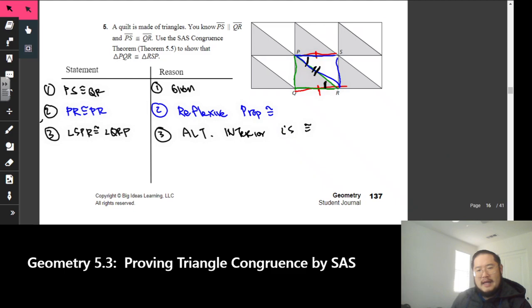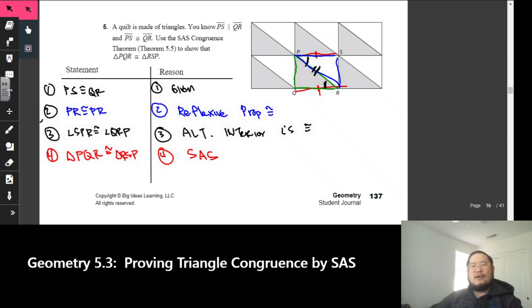So now I've got a side, I've got an angle, and I've got a side. We've got 2 congruent triangles. So right here, number 4, triangle PQR is congruent to triangle RSP. And right here, we have our reason, side, angle, side. And there you have it. Now you're side angle side experts. But that is not the only way to prove triangles, it's just the first one that we're covering, and you'll see many others as we finish off this chapter.